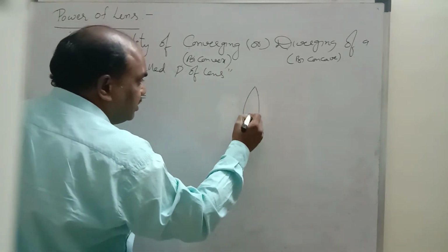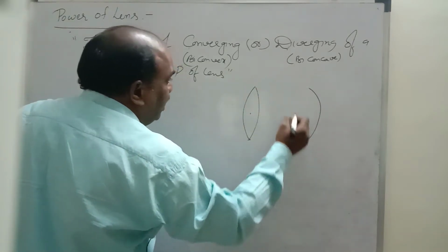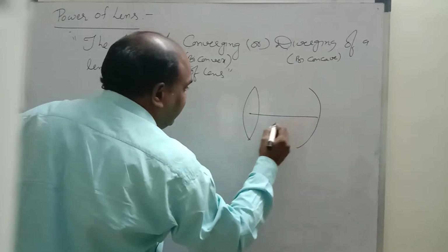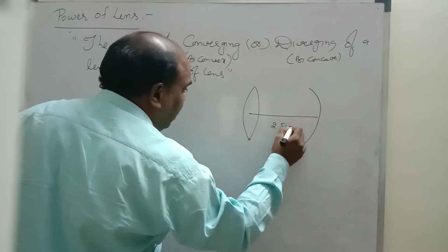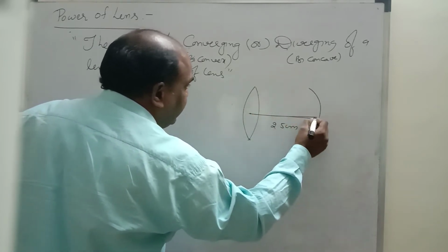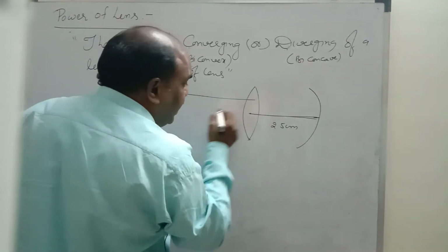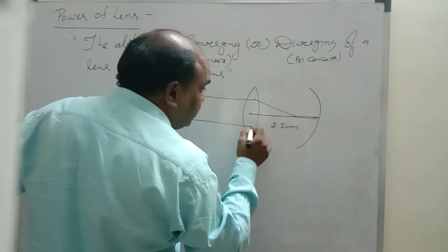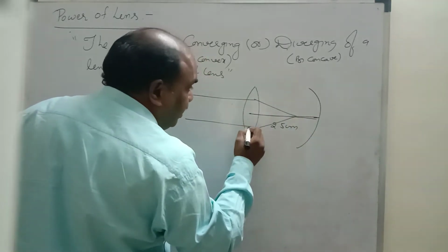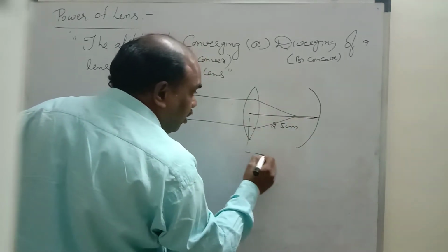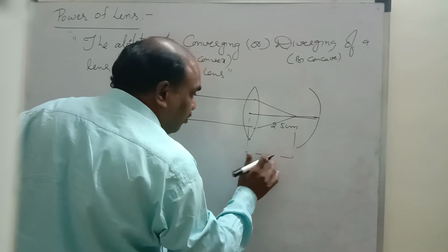The distance from the center of the eye lens to the retina is actually 2.5 centimeter. For a healthy person, the image of each and every object falls on the retina. But for a myopia patient, the image definitely forms before the retina of the eye. That means the distance between the center of the eye lens to this image is nothing but the focal length.